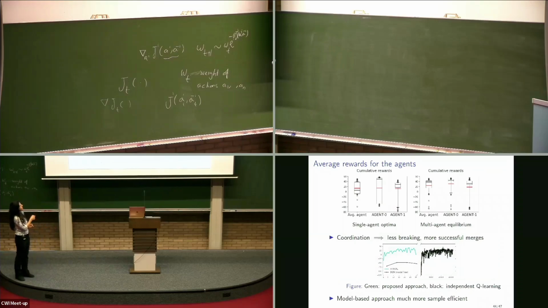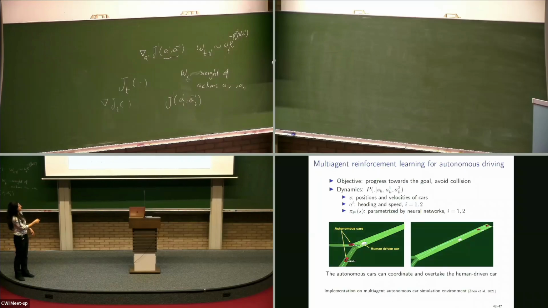And here was the single agent optimal. These are the cumulative rewards averaged over the agents, agent 0, agent 1. And this is if we use the multi-agent rather than a single agent approach. The reward was progress as fast as possible. They have slightly higher rewards. So this implies in practice exactly what we see, that when we look at it as a multi-agent problem, they coordinate more and they overtake the human-driven car more often.